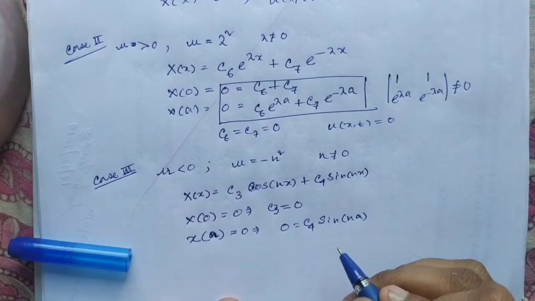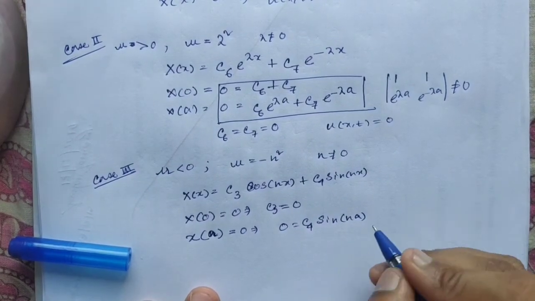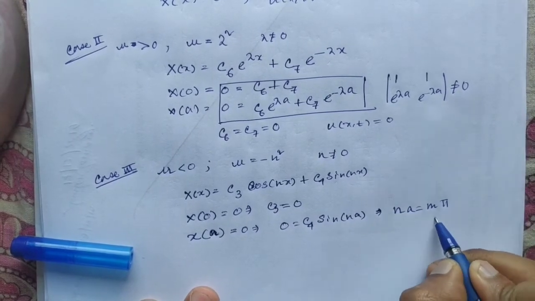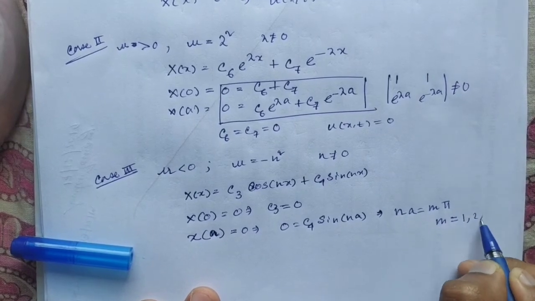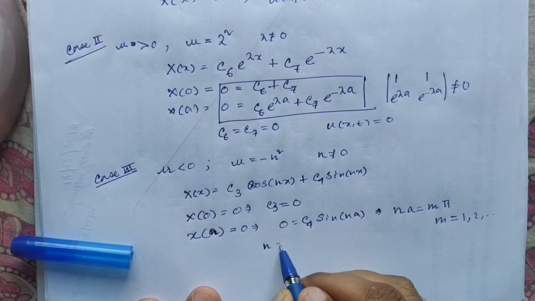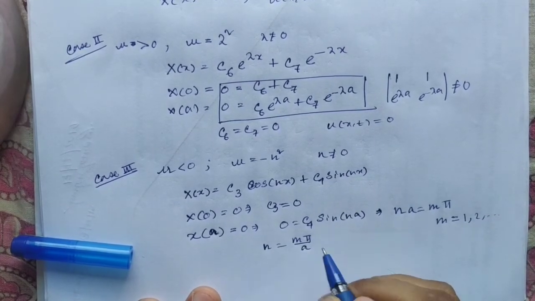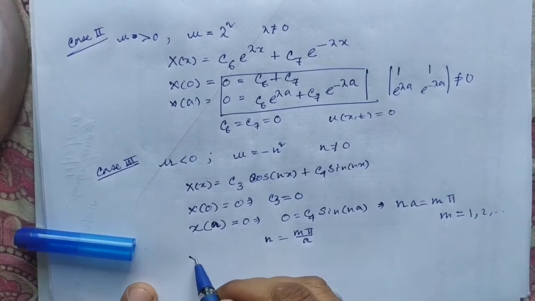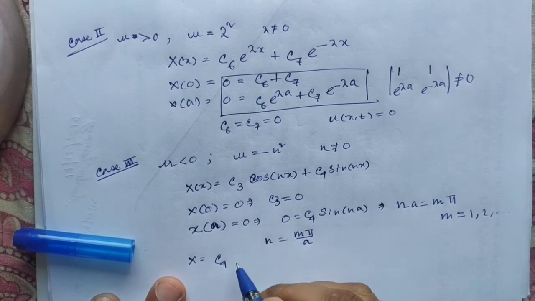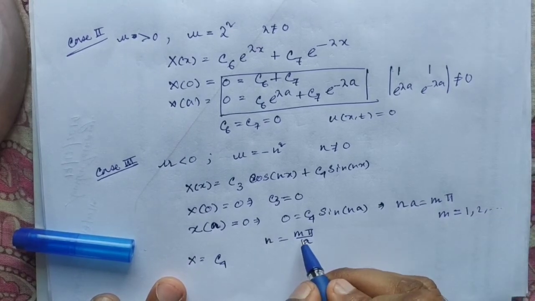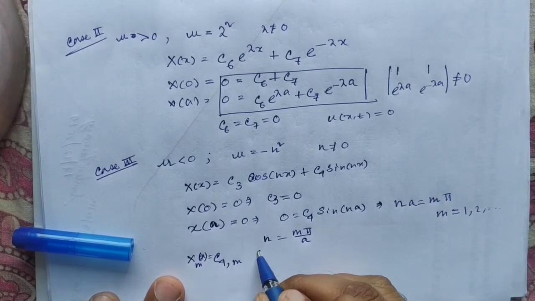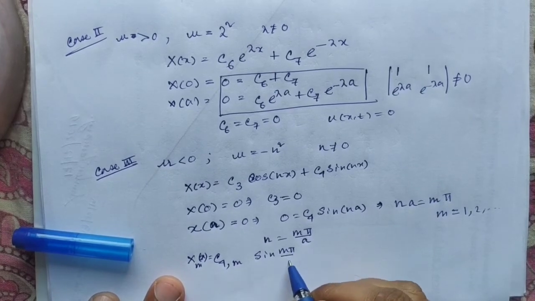Now C4 cannot be 0, because that will lead you to a trivial solution. So you can write that NA is equal to some M pi, and M is equal to 1, 2, etc. So M pi means you have your N is equal to M pi over A. So your X is now, or rather you have chosen some M, right? So your X M of X is equal to C4M multiplied with sine M pi A.